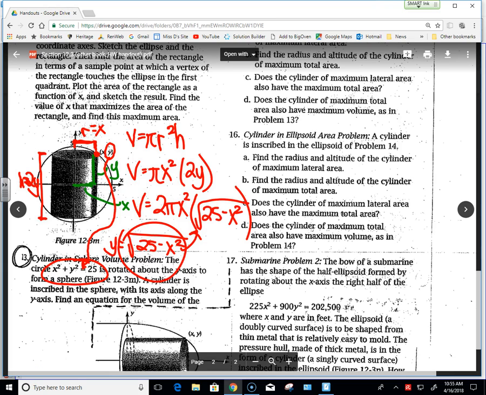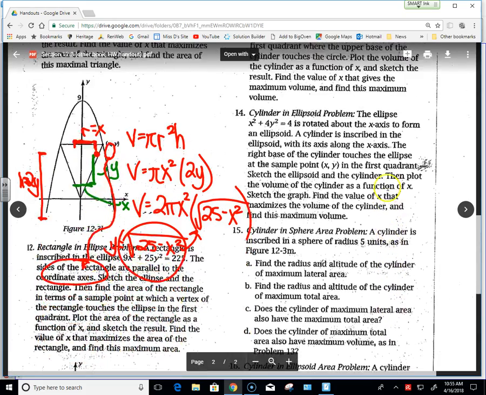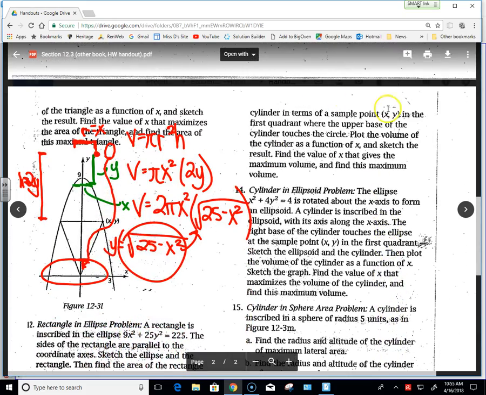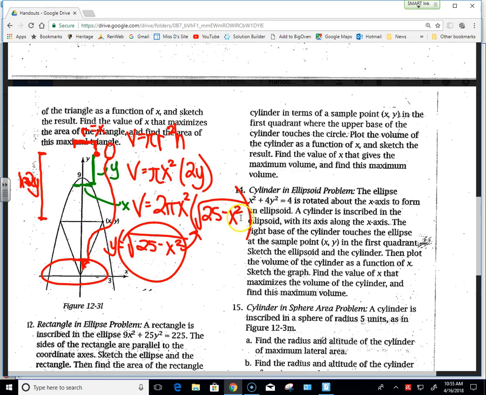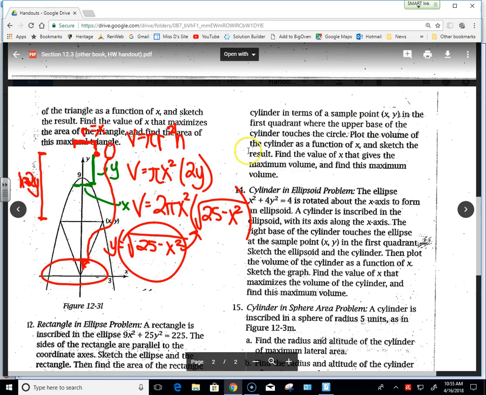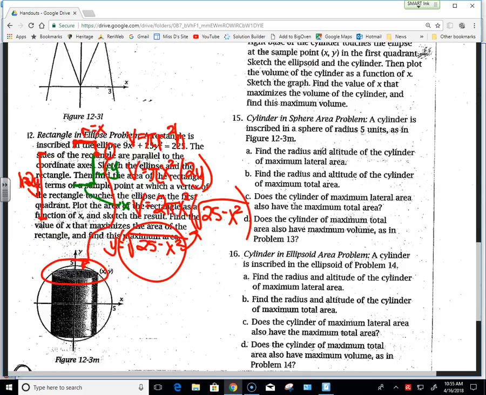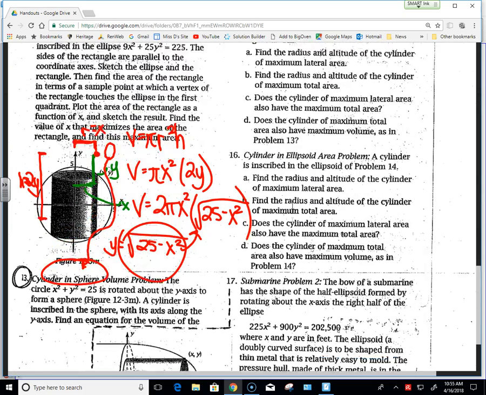And you're trying to find an equation for the volume, sorry, coming back up. In terms of x, y is what we just did right here: 2 pi x squared times the square root of 25 minus x squared. Plot the volume of the cylinder as a function of x. Look, all x's. And sketch the result. Find the max volume, the x value of the max volume and that volume.